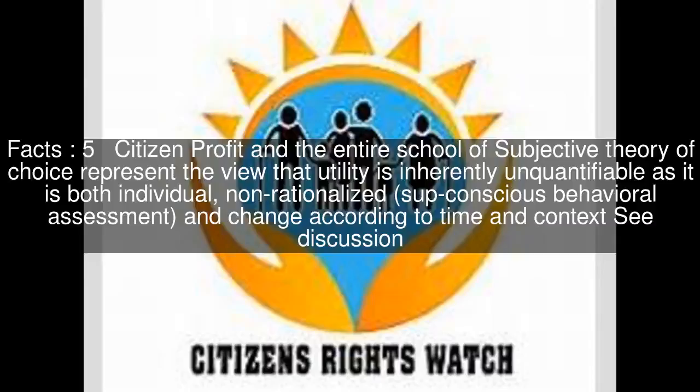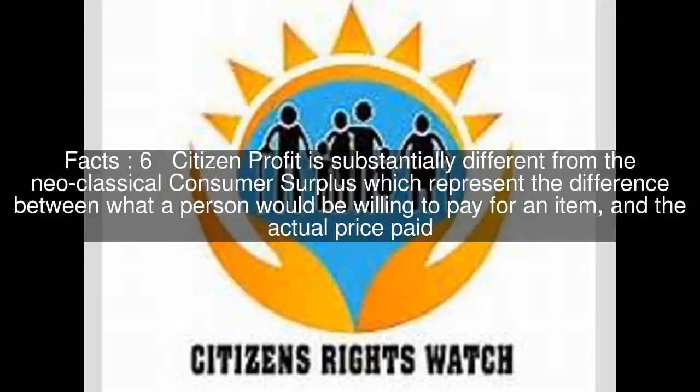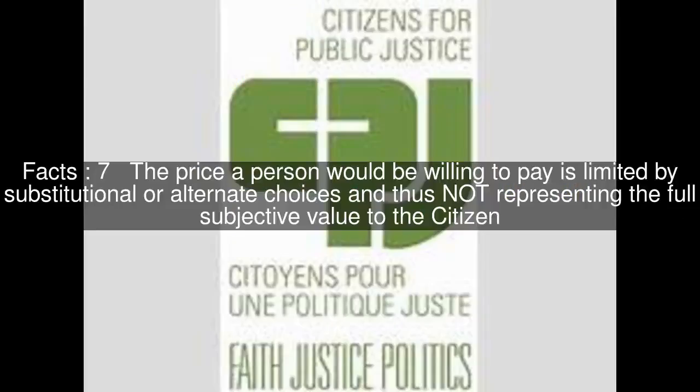See discussion. Citizen profit is substantially different from the neoclassical consumer surplus, which represents the difference between what a person would be willing to pay for an item and the actual price paid. The price a person would be willing to pay is limited by substitutional or alternate choices, and thus does not represent the full subjective value to the citizen.